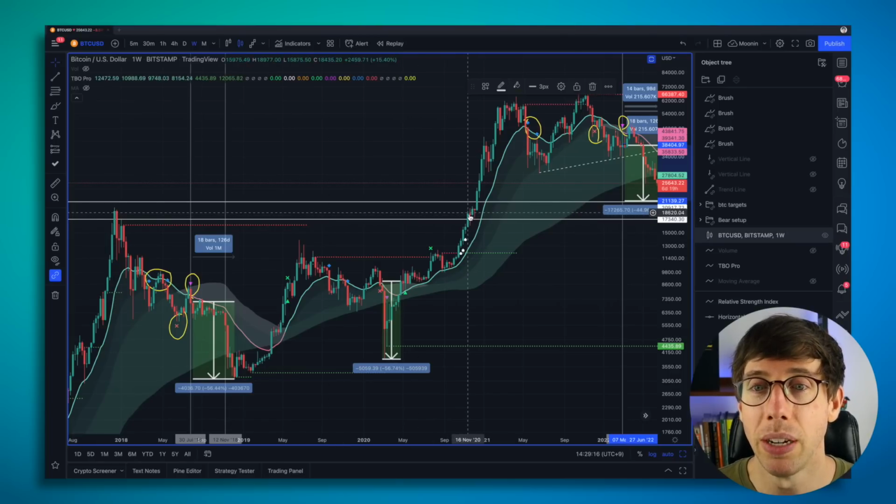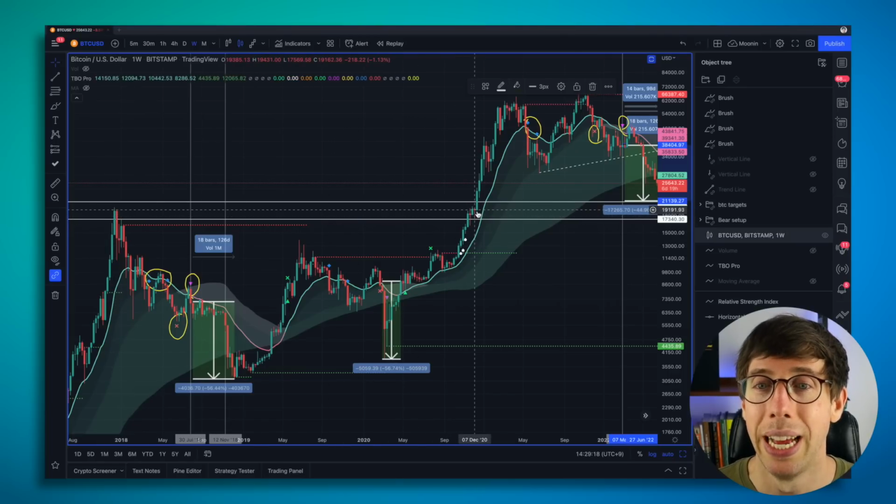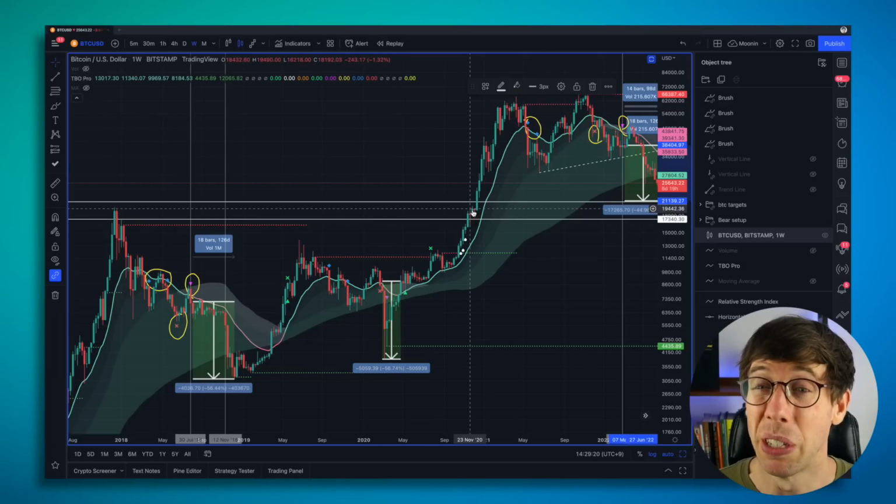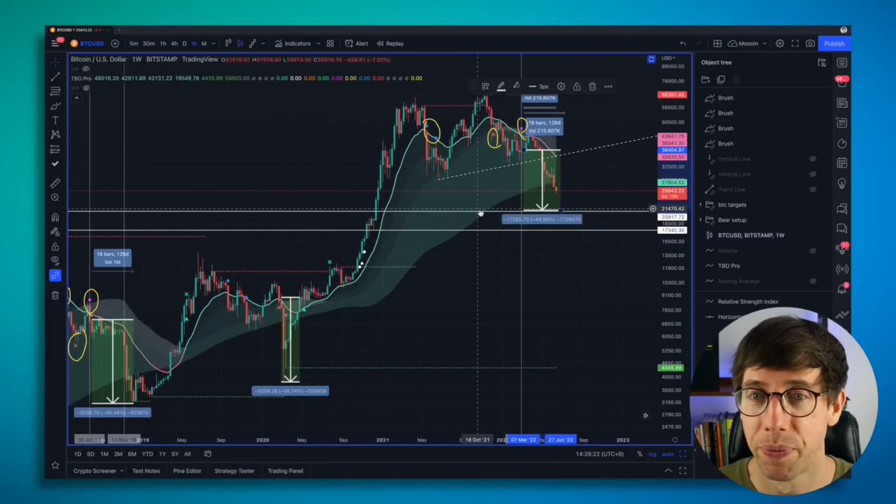Why did it struggle up here? Well, it was reaching a previous all-time high. That's a lot of zeros. $20,000 is a lot of zeros, but you can see it broke through it.